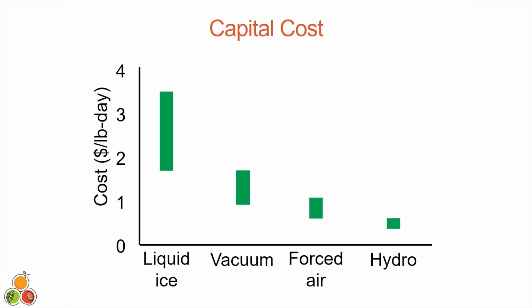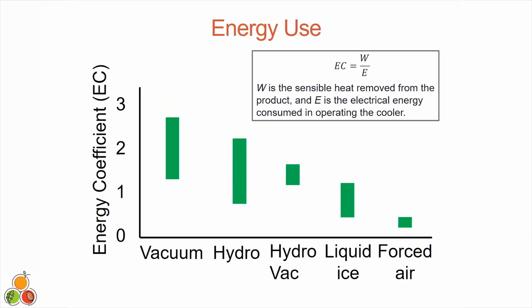Hydrocooling would be the least expensive. This is probably going to change with the changes in water availability and so on. Vacuum cooling and forced air cooling are in between there. Energy use, so the energy coefficient, the higher the energy coefficient, the better energy usage, or the more energy efficient it is. So forced air cooling is reported to be the least efficient. Why is that? And I'll end my talk there.